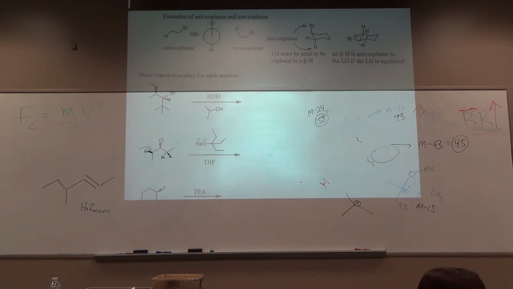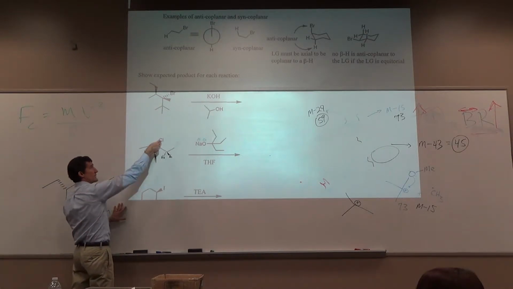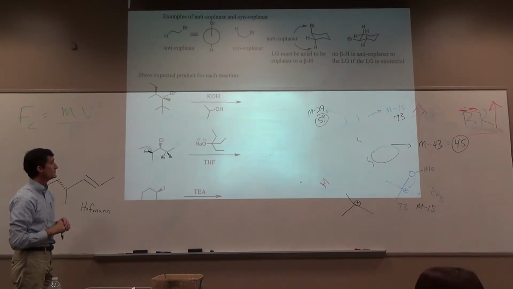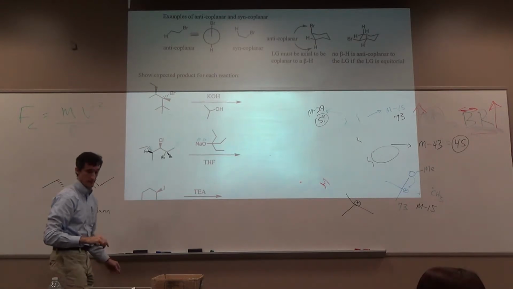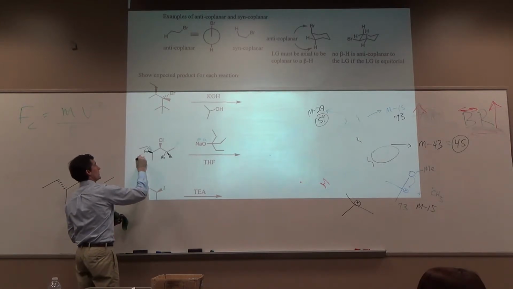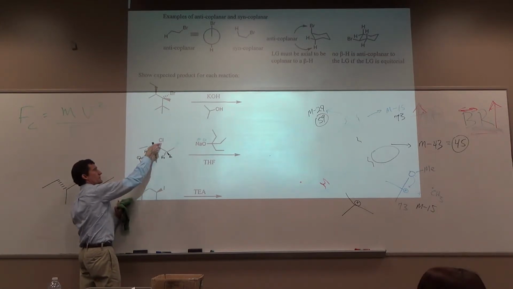Now that H has to be anticoplanar to the leaving group. It doesn't have to be, but it's highly preferred, and unless it can't be, that's what we're going to do. Can this be anticoplanar to the chlorine? It certainly can by rotation. This is where we need to do a Newman. I'm going to do a Newman standing over here, looking down this carbon. There's the front carbon, here's the back carbon.